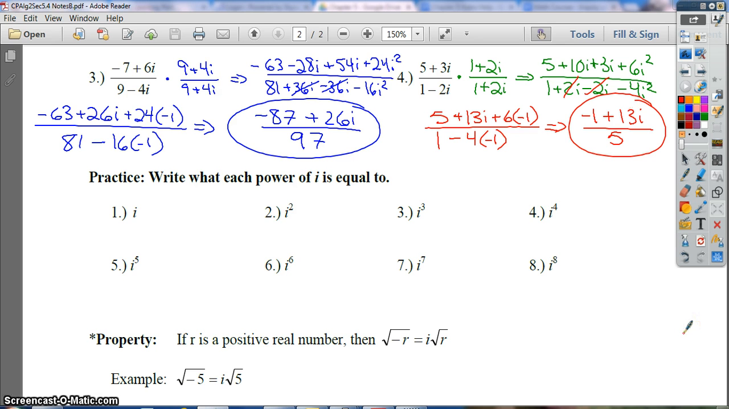Okay, write what each power of i is equal to. Well, looking at your chart, you have a formula sheet. This is equal to square root of negative 1. This guy is equal to negative 1. This guy is equal to i squared times i, which would basically be negative 1 times the square root of negative 1. Okay, so negative square root of negative 1. i to the 4th is positive 1. Okay? i to the 5th would be i times i to the 4th. So this would be square root of negative 1 times 1, which would just be the square root of negative 1.